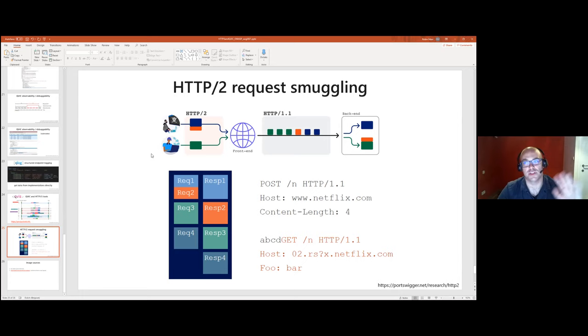I don't want to go too much into details, but the basic idea is that if you have a proxy that transforms HTTP2 on one end to HTTP1 on the other end, which is what a lot of CDNs are still doing, then if you abuse some of the HTTP semantics, you can get the HTTP1 backend to get confused and to reply with different data for different requests that you sent. If that sounds weird, just go look up the research. It's a very well written blog post and a very good YouTube video as well.